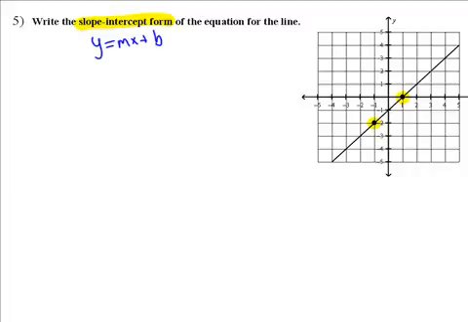Where's the y-intercept? Can you guys see it? It's at -1. It's down here. It's where the graph goes through the y-axis. It goes through the y-axis right there at -1. So just by looking at the graph, I can tell that my b value is -1. What else do I need to write the slope-intercept form?